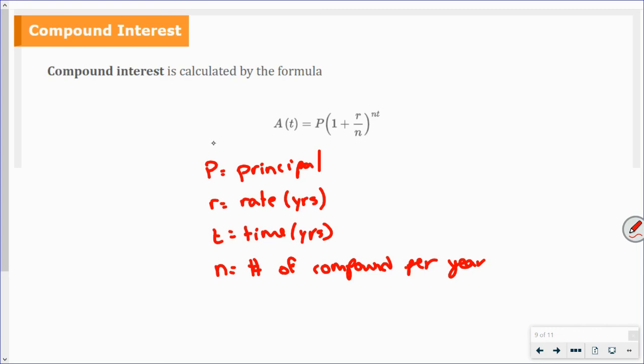And then A of T, I should have done that first. A of T is the amount after, or at, time t. So however much is in the account after 5.5 years or whatever it is. Okay, so you're going to use this. You're going to need to know this formula. I'm not giving you this formula. You need to know it.